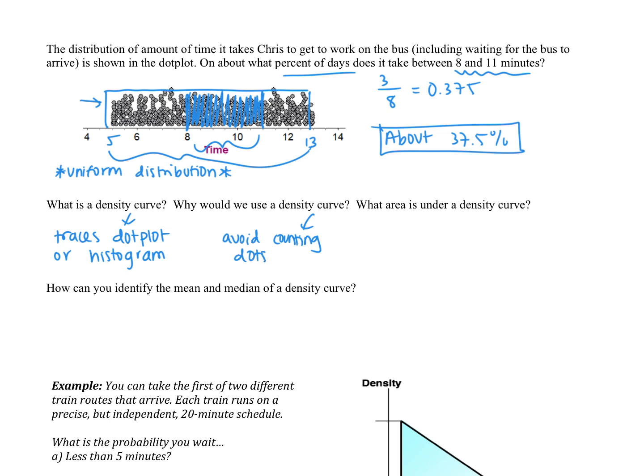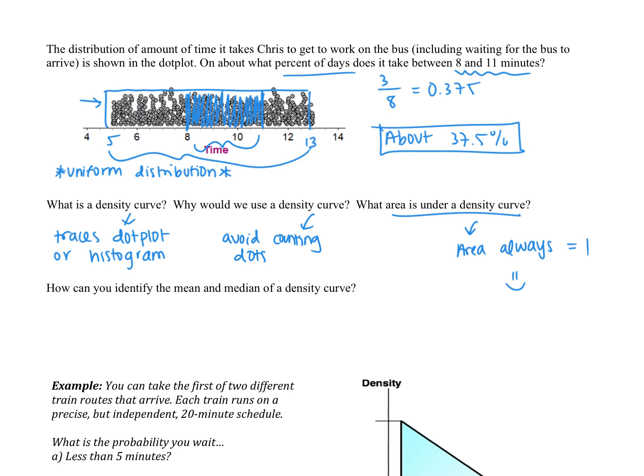Okay, and what you need to know, area under a curve, the area is always going to equal 1. Area under the curve is always going to be 1. And that's because this curve, we'll learn later, represents probability. So the entire curve, the entire probability is going to be 1.